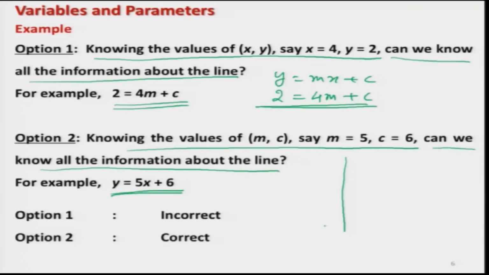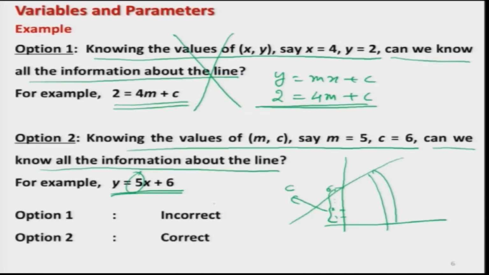If you wish, I can even plot this line here. See, here 1, 2, up to somewhere here is 6. So, this line is somewhere here like this, where this represents the intercept c, and similarly this angle is given by this quantity 5, tan of theta is equal to 5. So, now one can see that by looking at the values of m and c, I can have the entire information about this line. So, option 1 was incorrect and option 2 is correct.